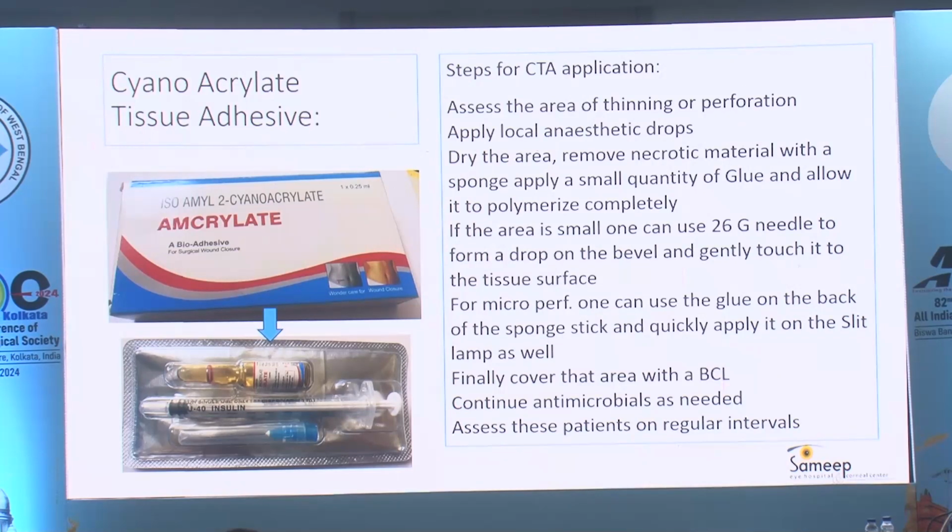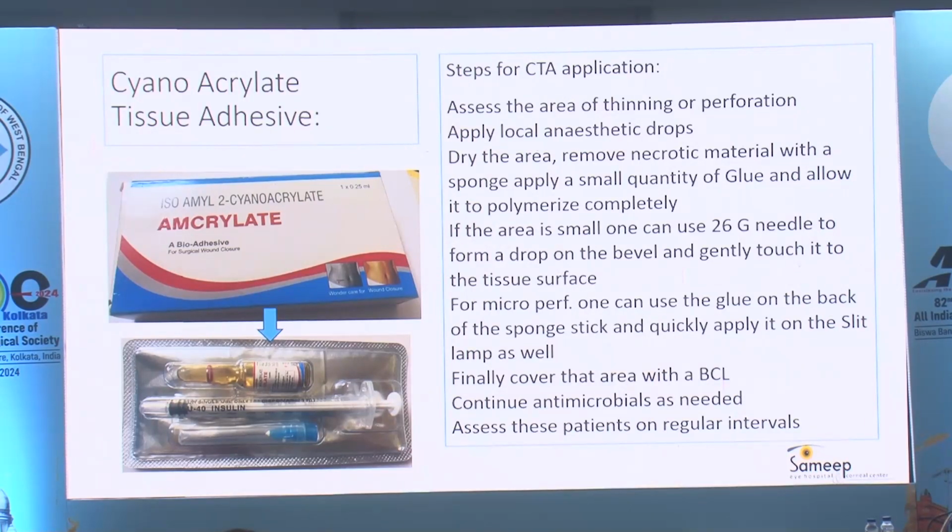So what are the steps of tissue adhesive application? The commonest available cyanoacrylate with us is acrylate. It is available in the form of a small ampule. You can fill up a small 1 ml syringe with this glue, and you can apply a 26 gauge needle so that you form a very small drop at the needle tip.